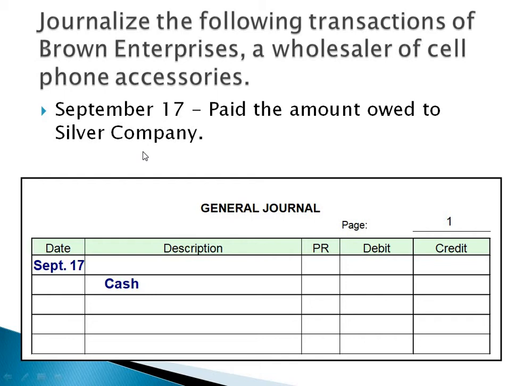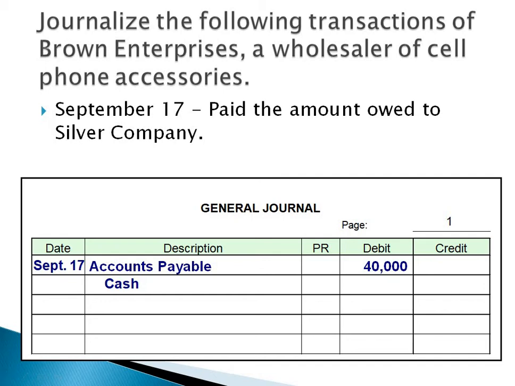What do you think happened to Brown's accounts payable after this payment? It decreased. And to record the decrease, what must we do? Debit accounts payable for the entire amount of 40,000. How about the cash paid, which we must credit to cash here? Should it be 40,000 also?